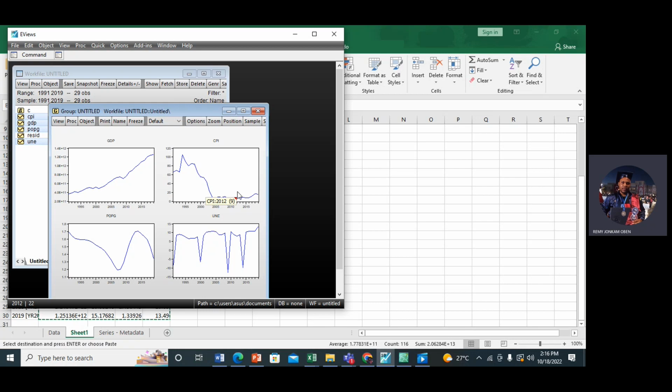So if I'm to extend this graph, I will say there is a negative relationship between CPI and GDP. Why negative relationship? Because GDP is going up on average, while CPI is going down on average. I told you when they go in different directions, it's negative. If this CPI was also going up, it would have been a positive relationship. So there is a negative relationship here.